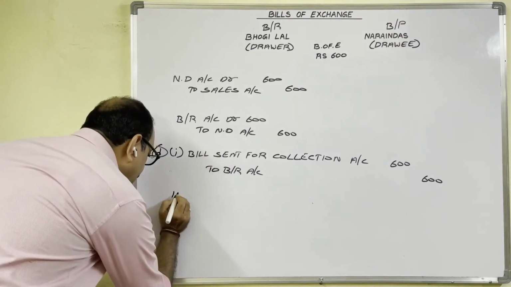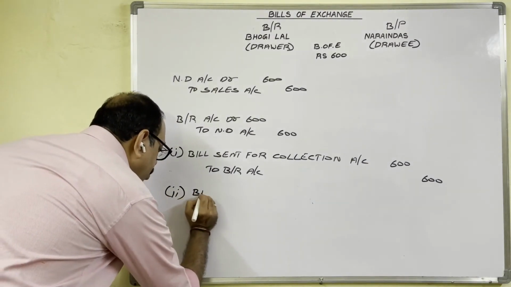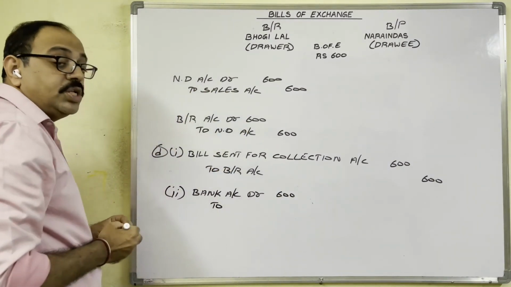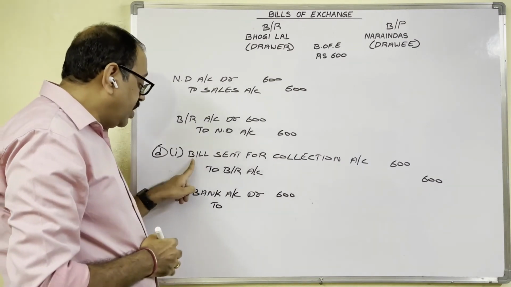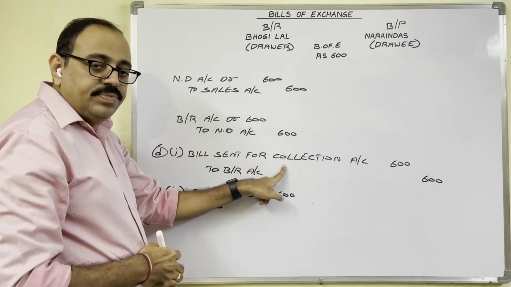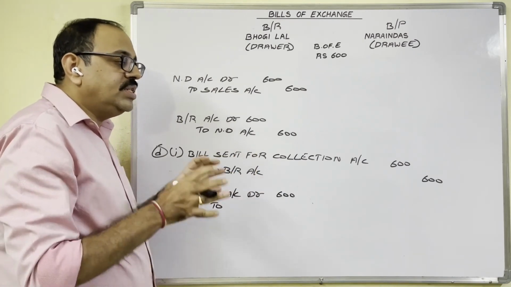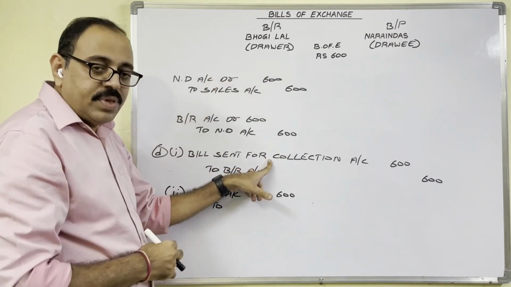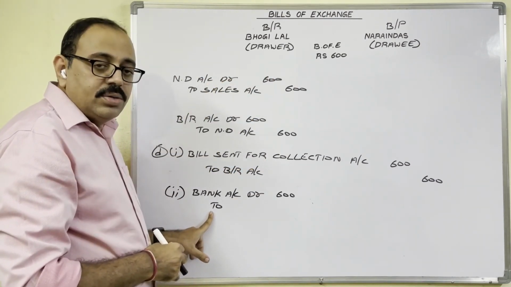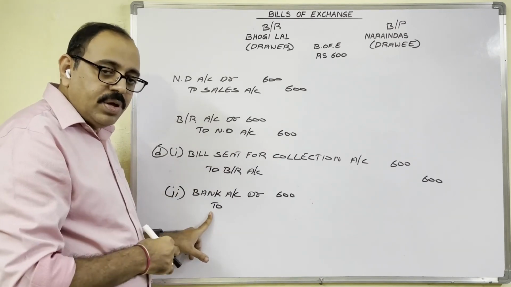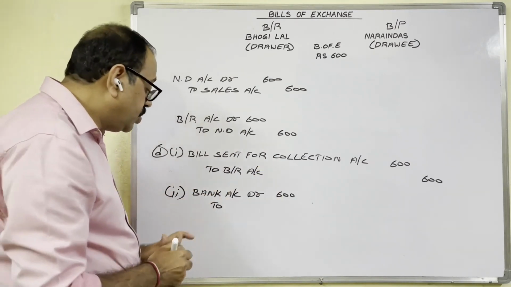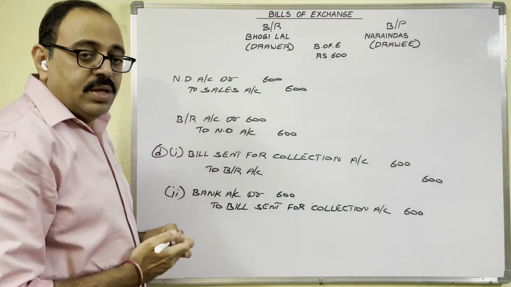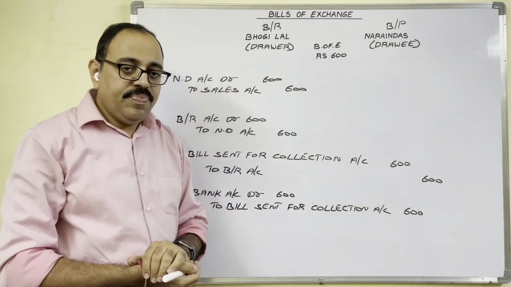On the due date, second entry we should write. Bank account debit 600 rupees. To which account is to be credited? Here in the first entry, we debited this account because we want to remember that we sent one bill to bank for collection. On this bill, money should come. On the due date, when the bill is realized and money came, then we should cancel this account now. Therefore, we should credit this account. Amount 600 rupees.